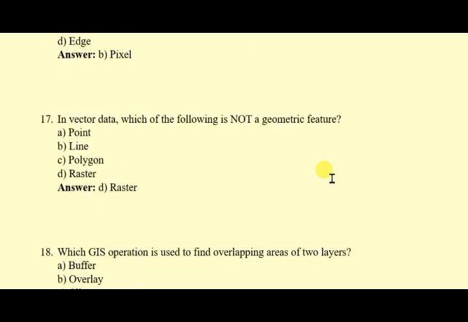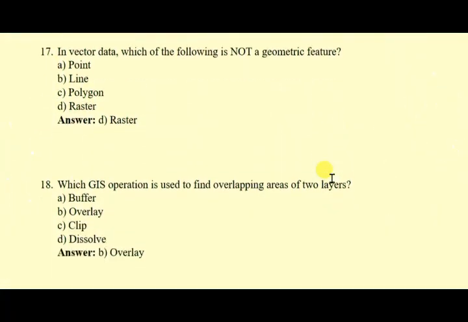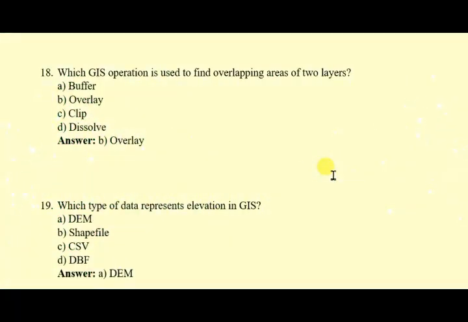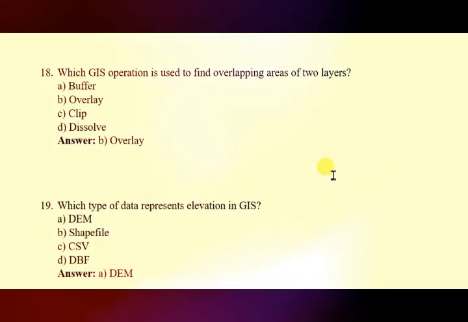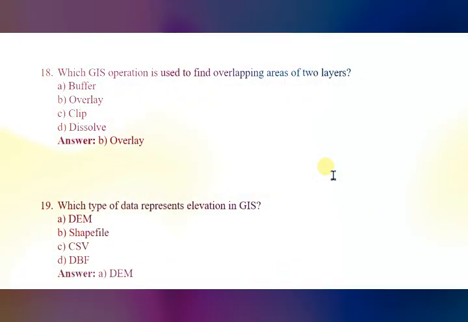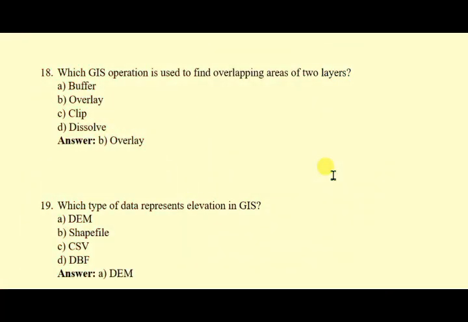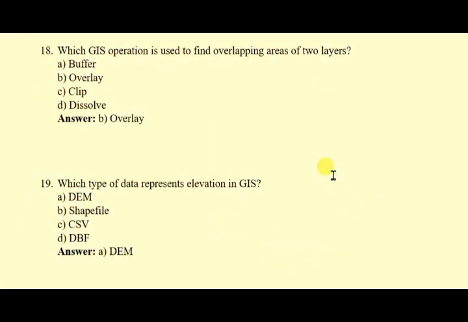Question number 17, in vector data, which of the following is not a geometric feature? Point, line, polygon, raster. Here the right answer will be raster. 18th question, which GIS operation is used to find overlapping areas of two layers? Buffer, overlay, clip, dissolve. Here the right answer will be overlay.